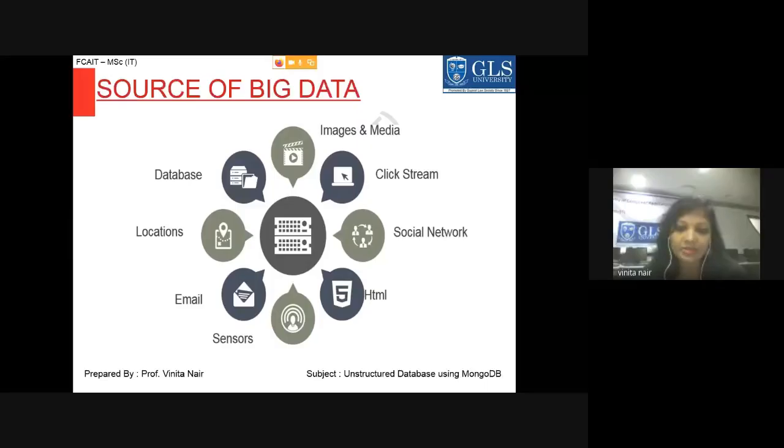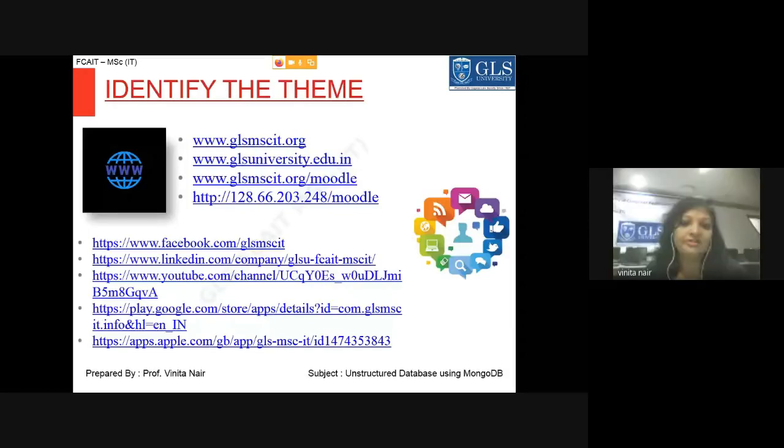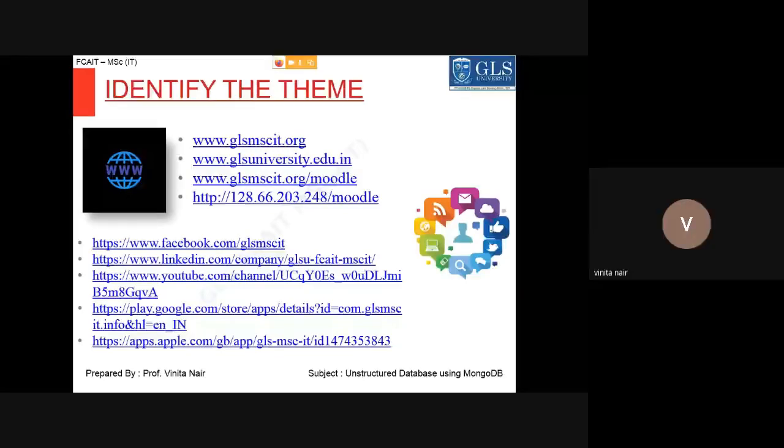So we saw that the second parameter which we discussed was variety of data. The data is coming to a single place from different locations. I had mentioned in this particular slide that we are talking about GLS MSIT, but in order to reach GLS MSIT, there are various pathways to reach our website. Same way we are coming to big data, but we are coming through different sources of big data. So that was about the source of big data.